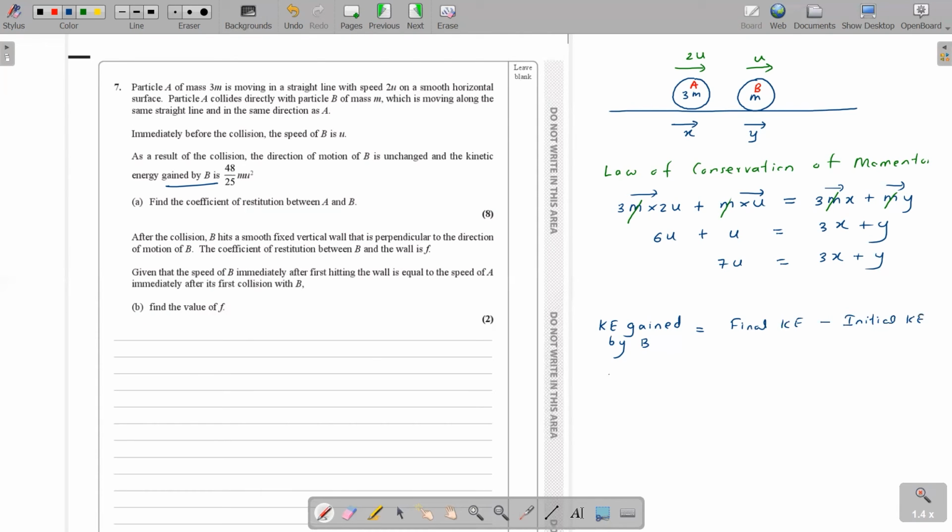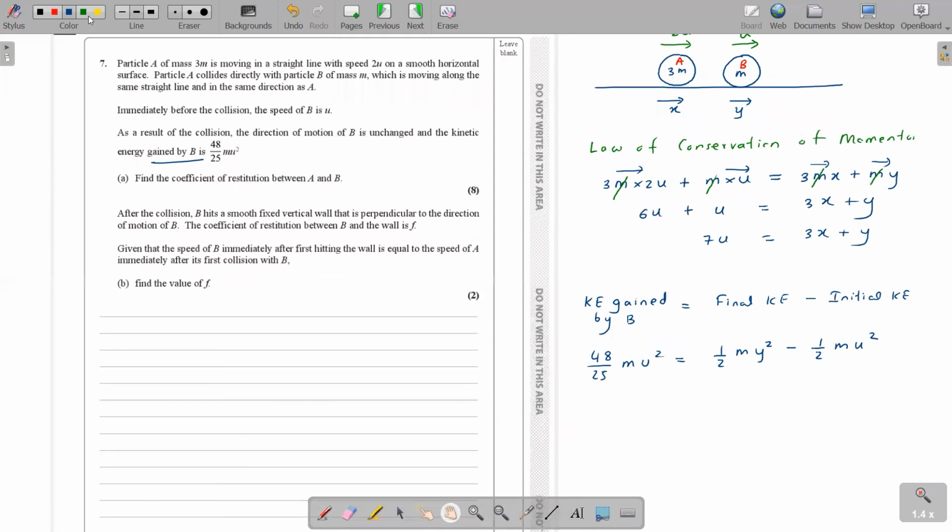So kinetic energy gained is 48 over 25 mu square. Final kinetic energy is half my square. Mass is m, so use m here. Initial kinetic energy is half mu square. Kinetic energy is a scalar quantity, so the direction doesn't actually matter. m is common to everyone, so cut off the m. Simplify: 48 over 25 u square minus half u square; it comes as plus half u square equals half y square.